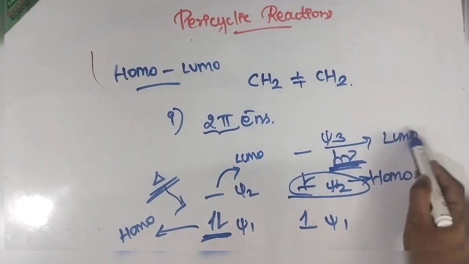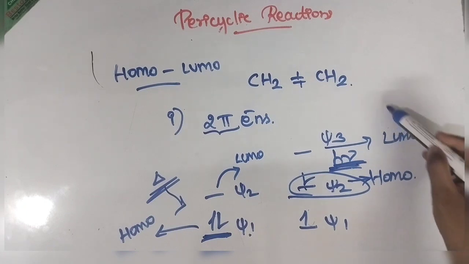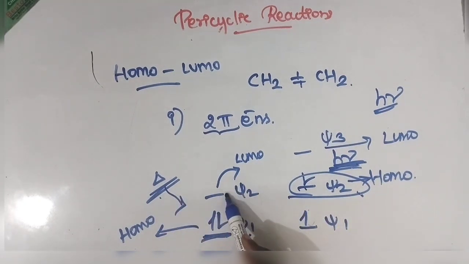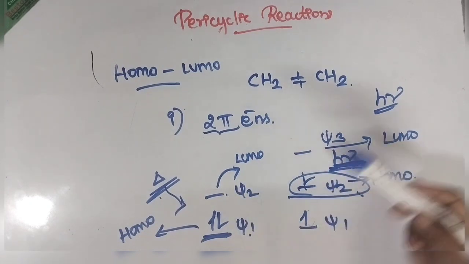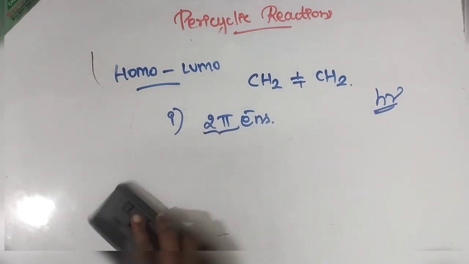This is the LUMO. Hence, if the question is like this, HOMO of ethylene in thermal condition, it means psi 1, right? But if they are asking HOMO of ethylene in photochemical condition, then it will be psi 2. Similarly, if they are asking for LUMO in thermal condition, then psi 2 will be the LUMO. But if they are asking photochemical condition, then psi 3 will be the LUMO. Okay, if I give you another example, it will be clear.